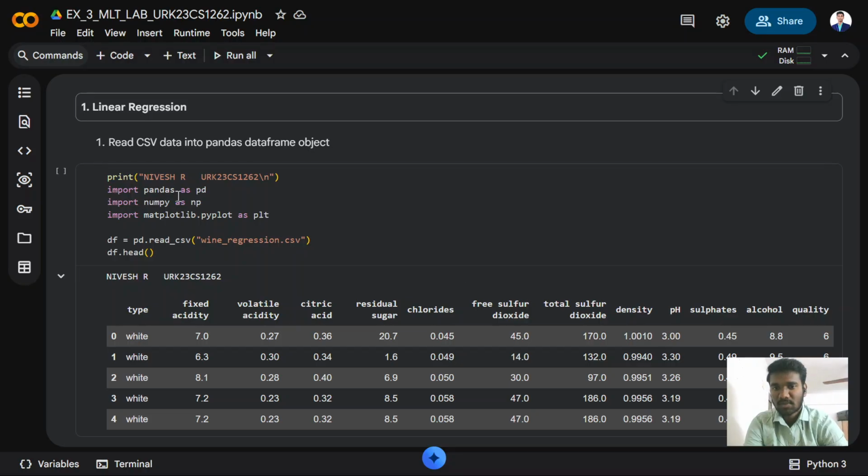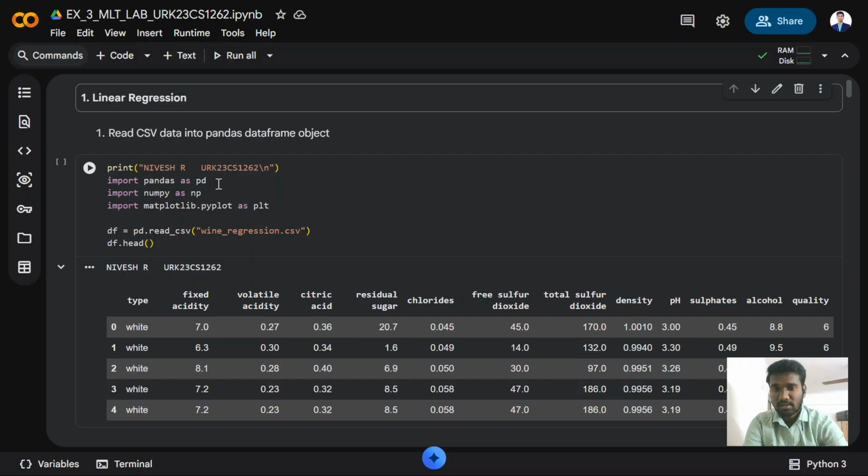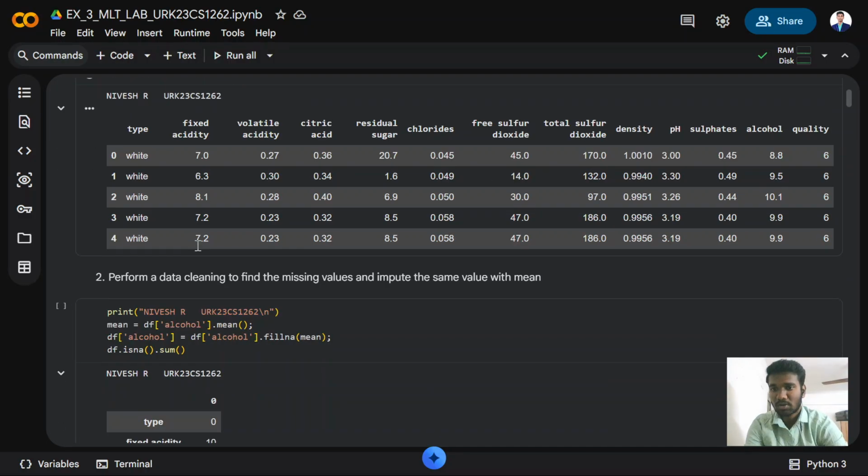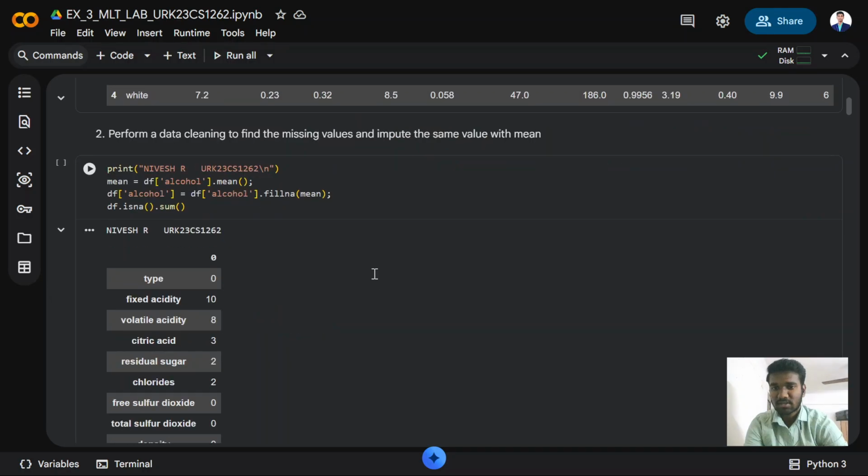Hello everyone. Now we are seeing the first question of linear regression. First question is read CSV data into pandas data frame. In the cell we are inputting the required Python libraries such as pandas, NumPy and matplotlib, and we are getting one output. This is the output. First 5 rows. Next, second question is find missing values and replace them with the mean.